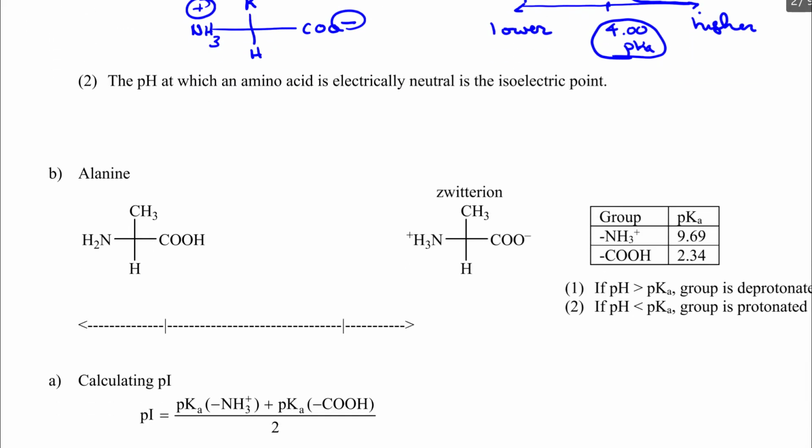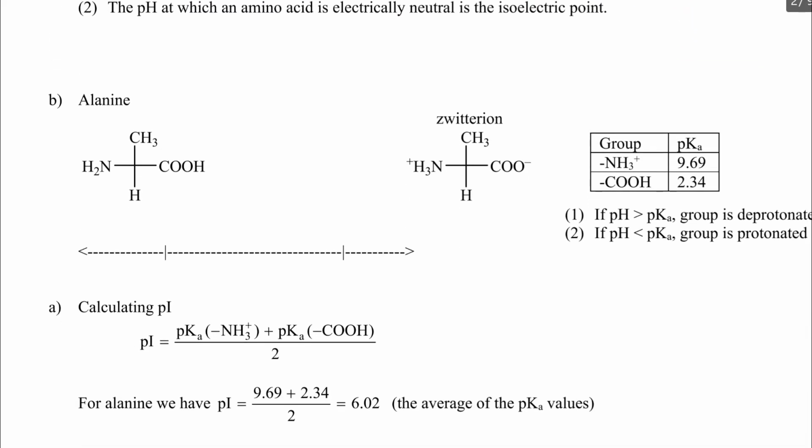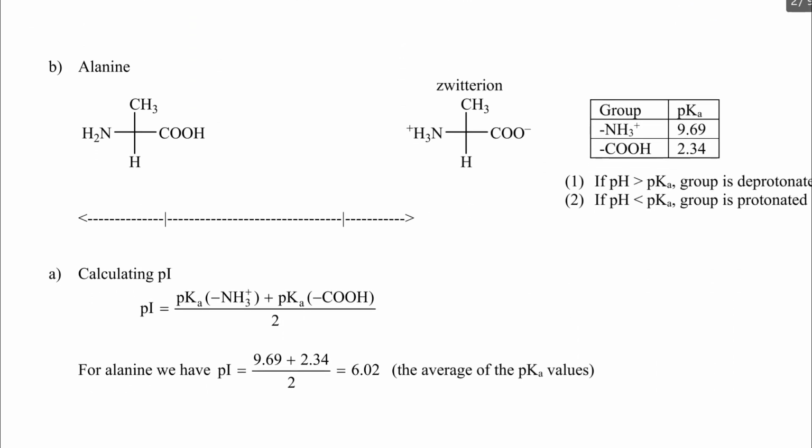So let's talk about alanine. Alanine is one of the simpler amino acids. And I created the number line here. On this number line, the carboxylic acid end has a pKa of 2.34, and the amine end has a pKa of 9.69. And so what we're going to do is analyze each one of these functional groups at these different pHs, okay?